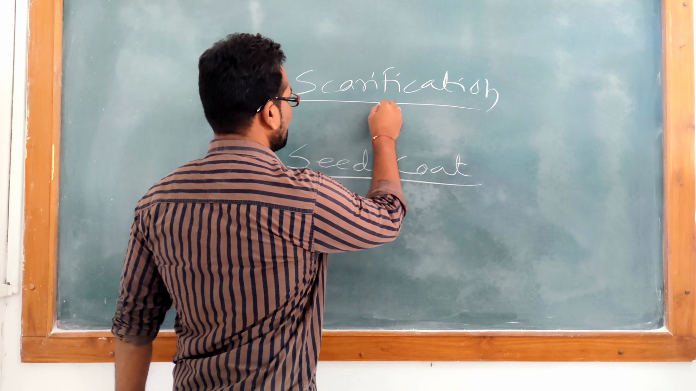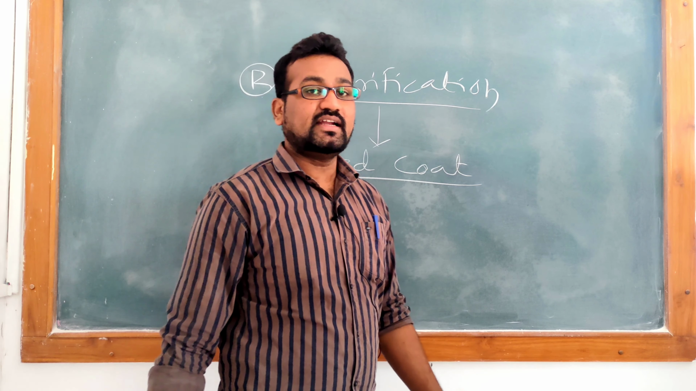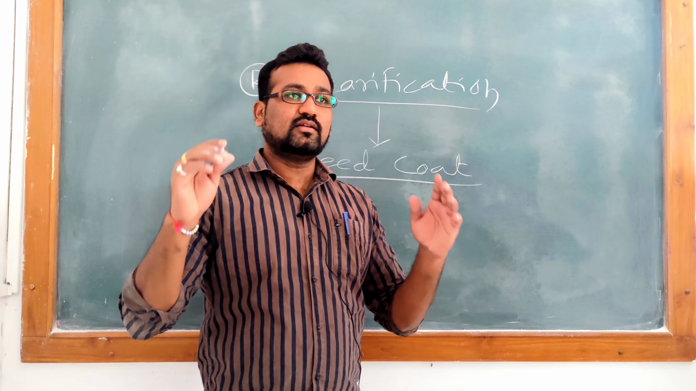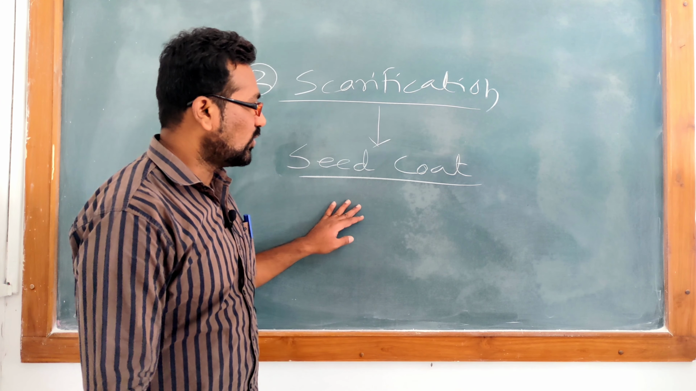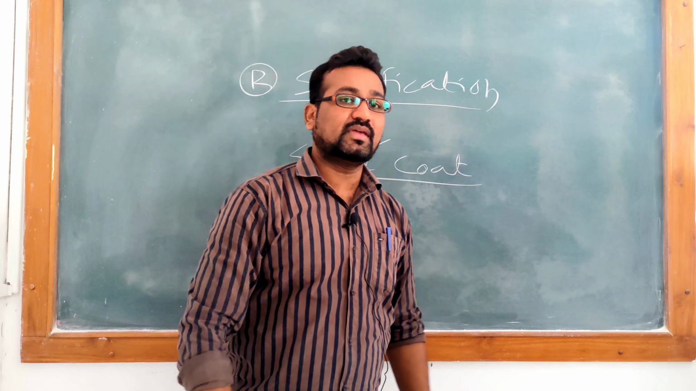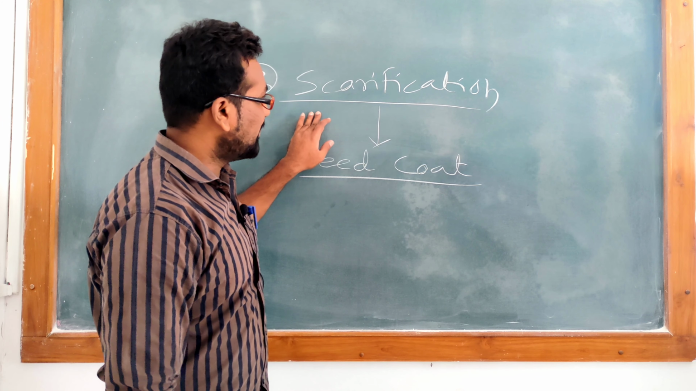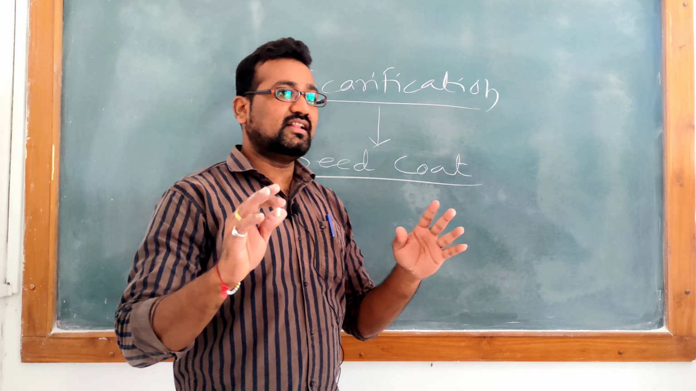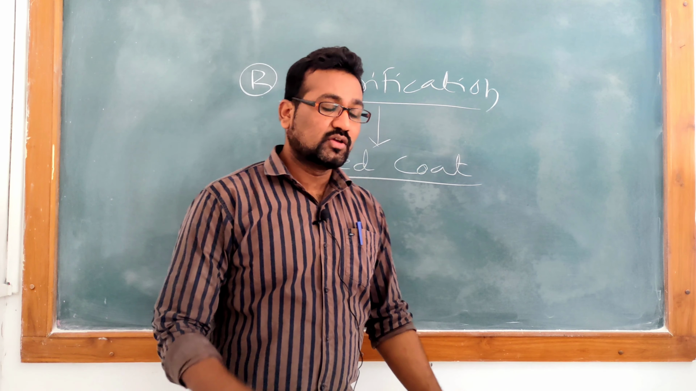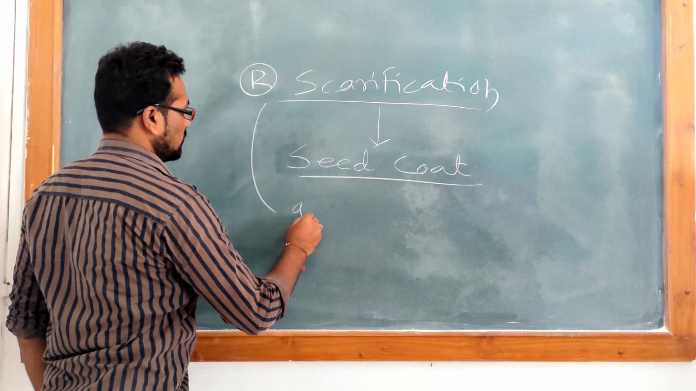In the scarification process, you are especially treating the seed for their seed coat. If the seed coat is made permeable to water, then only can the seed undergo germination. In scarification, you have to handle the seed physically by your hands. You have to apply two sub-methods.